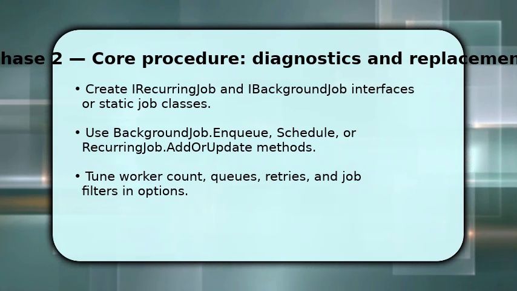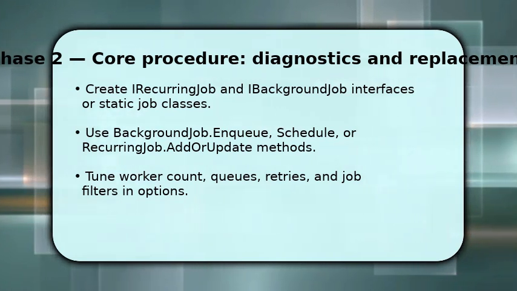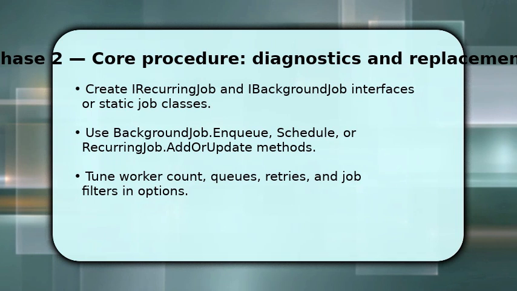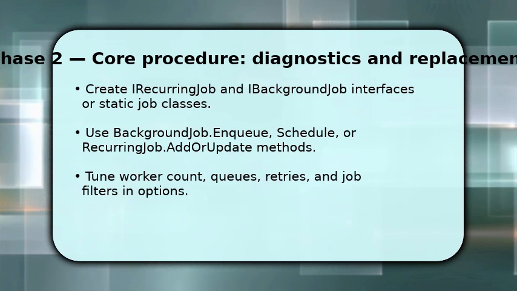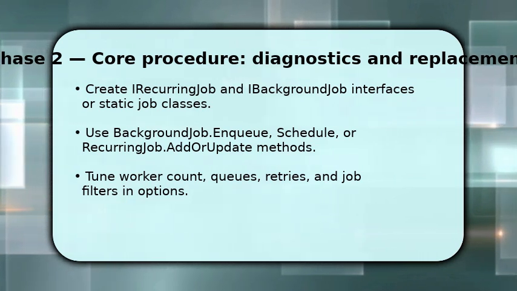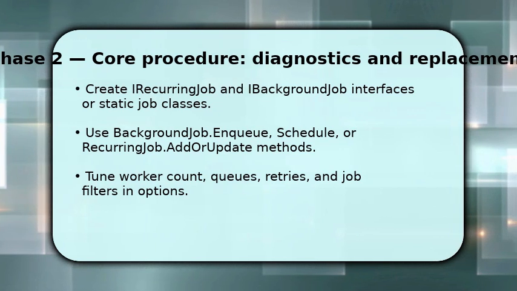Define clear job classes or methods and keep them small and idempotent so retries are safe. Then enqueue with BackgroundJob.Enqueue for fire and forget. Use BackgroundJob.Schedule for delayed execution, and RecurringJob.AddOrUpdate for cron-like schedules.